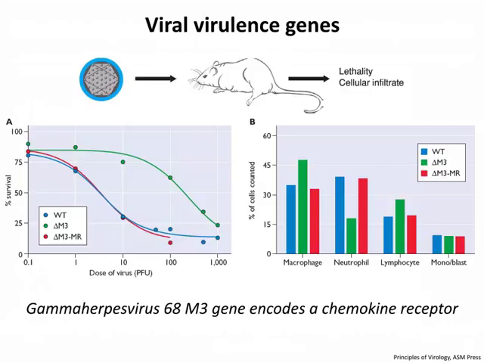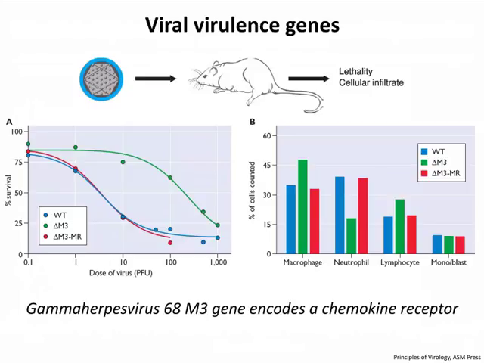So here's an example of one of these genes. This is a herpes virus gene that is basically a virokine. It encodes a chemokine receptor. So this protein is going to bind chemokines that are produced by the host as part of the immune response and block them from working. So in this animal model, you take the herpes virus and infect mice, and the mice die, and they also develop a cellular infiltrate in the target organ.